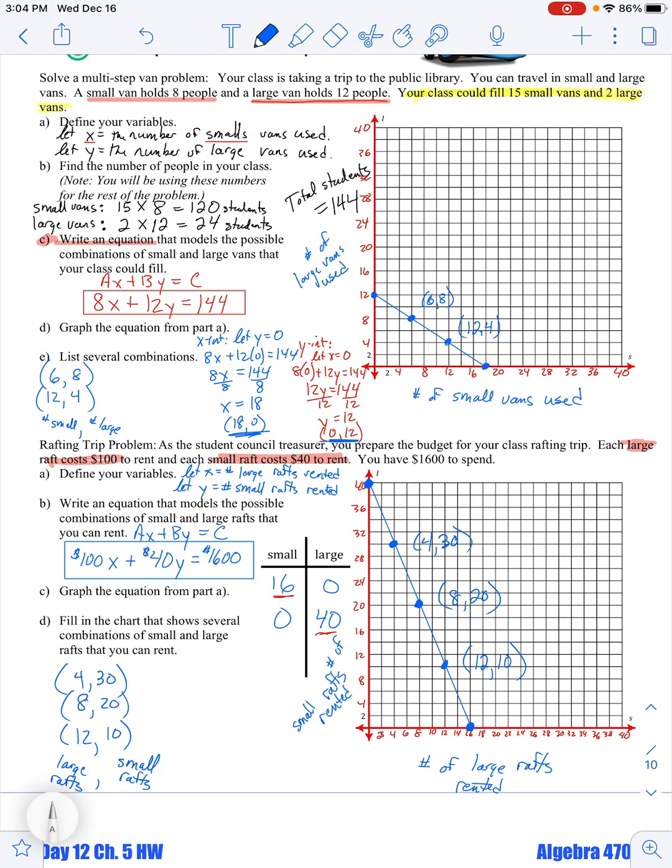So if we wanted to write a sentence, we would say, well, one combination that works is that you could have 4 large rafts and 30 small rafts. You could have 8 large rafts and 20 small rafts. But again, another situation here where we're looking at 2 rates, starting in standard form and working from there.